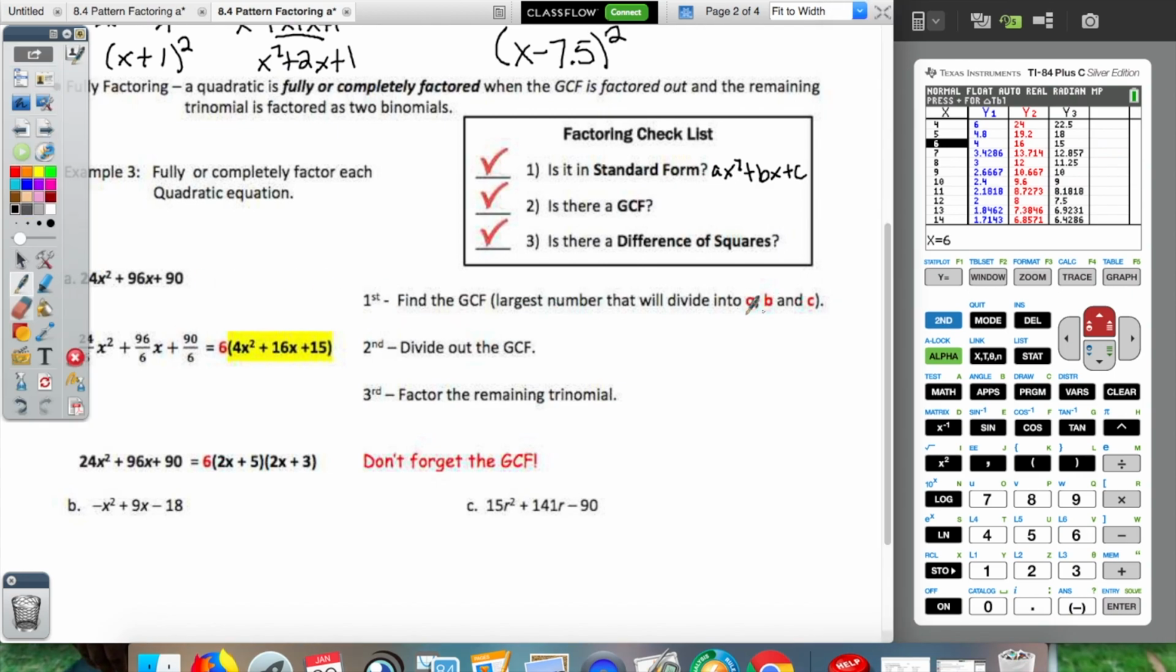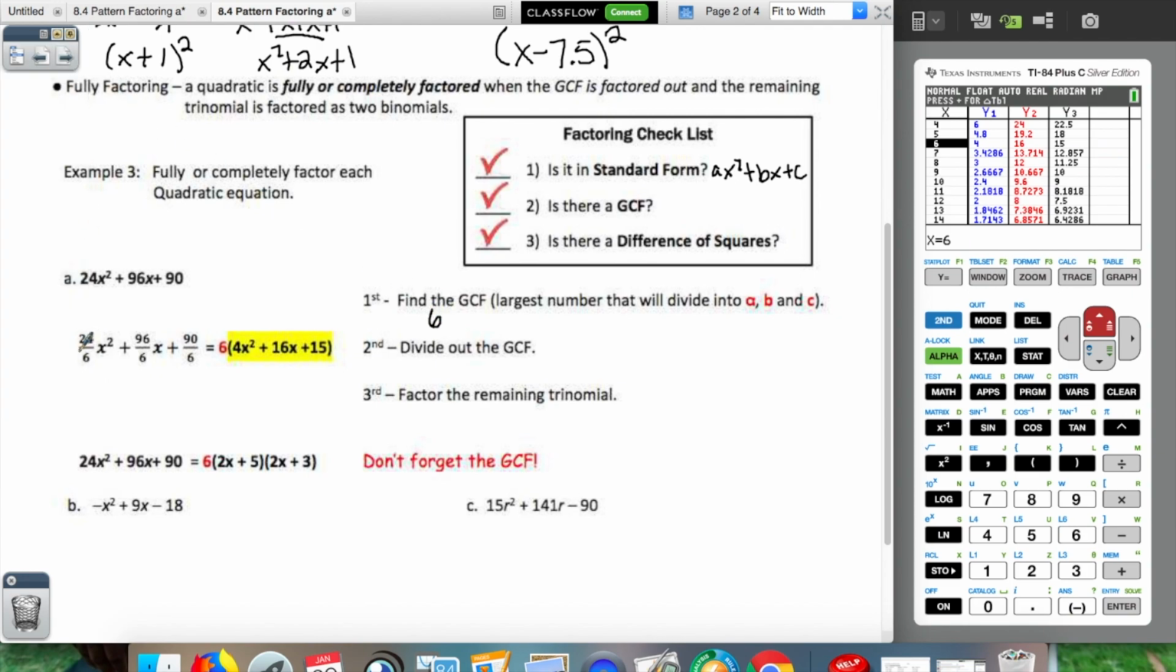So we know that 6 is our GCF between the 3. Now, one thing you can do is go ahead and divide all of those by 6. So divide 24 by 6, 96 by 6, and 90 by 6. And that will get you 6, because that was our GCF, times 4x squared, because 24 divided by 6 is 4. And then plus 16x, because 96 divided by 6 is 16. And then 90 divided by 6 is 15. So that's how we got that.